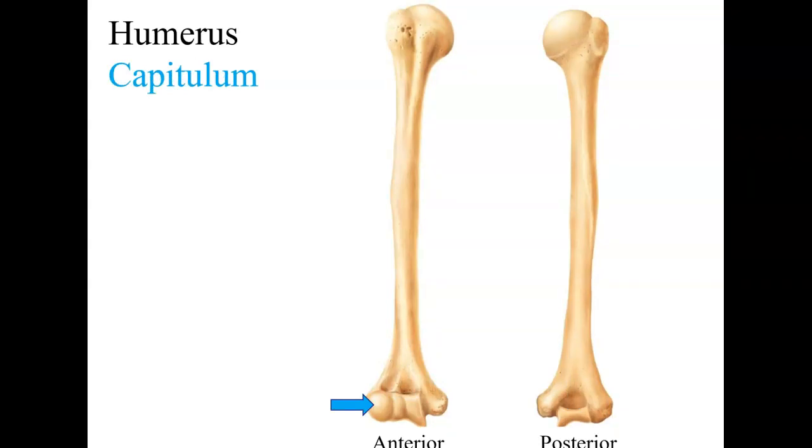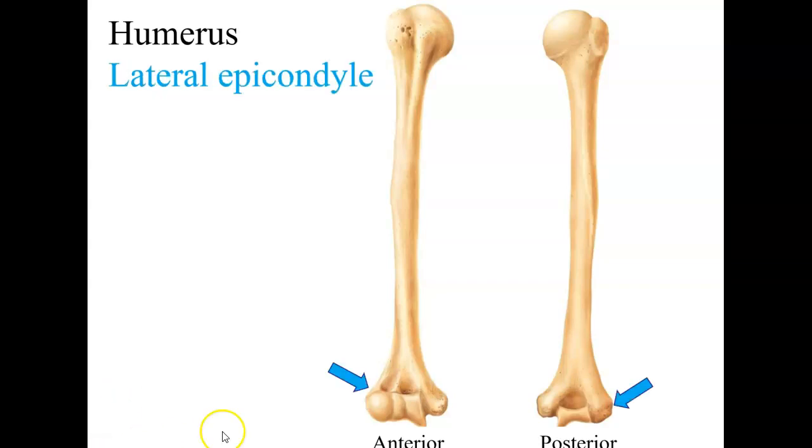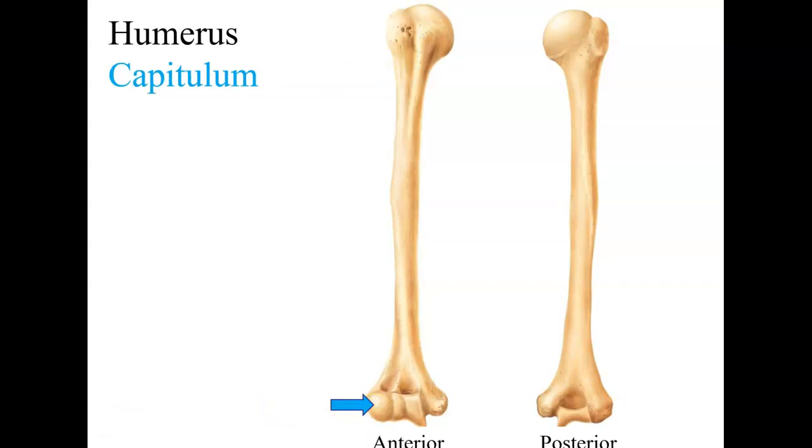Next, we have the capitulum. So cap kind of means head, and it looks like a little round head. It is going to be found on the lateral side. So if you remember, the lateral means away from the midline of the body. So it's going to be found over here on the lateral side. This is going to be medial over here on this side of the bone.